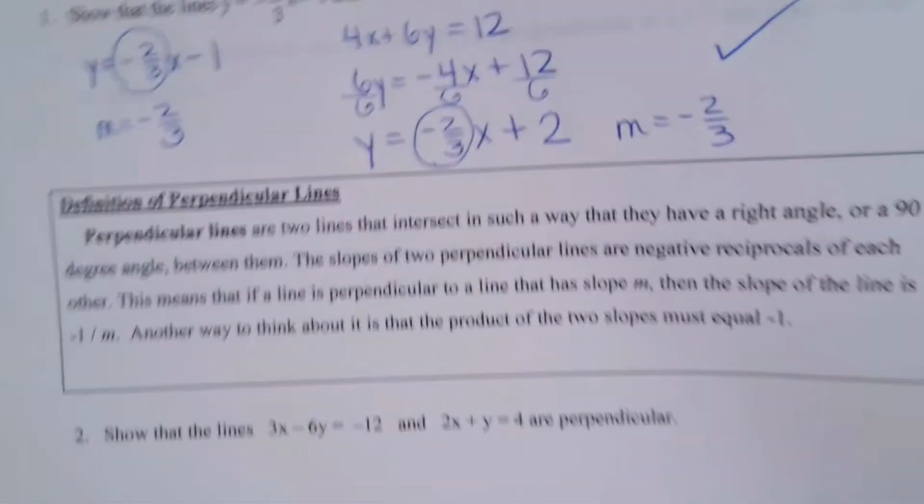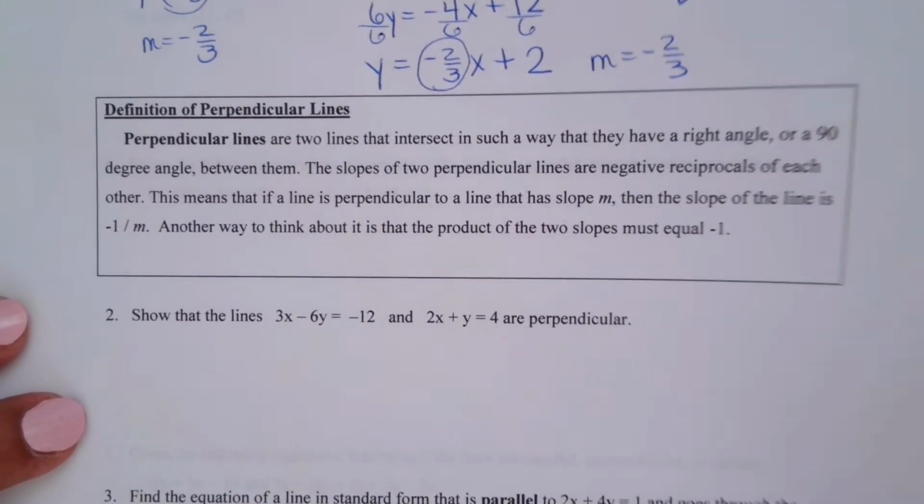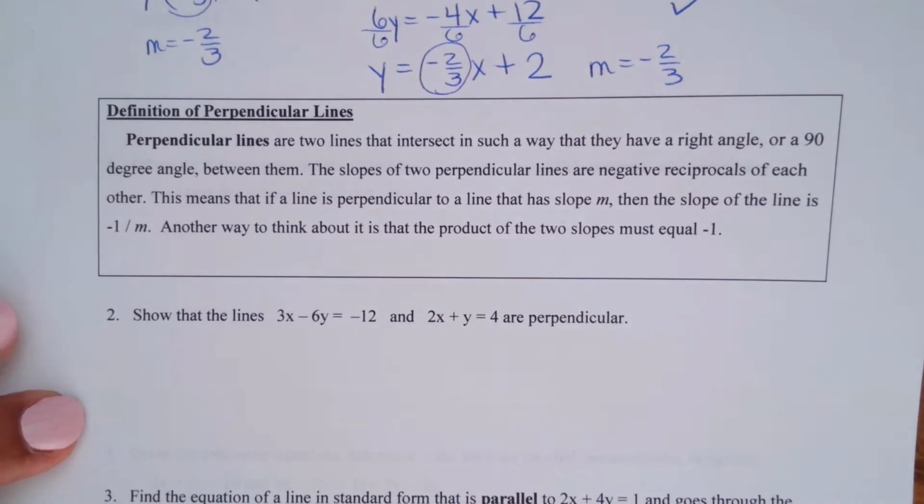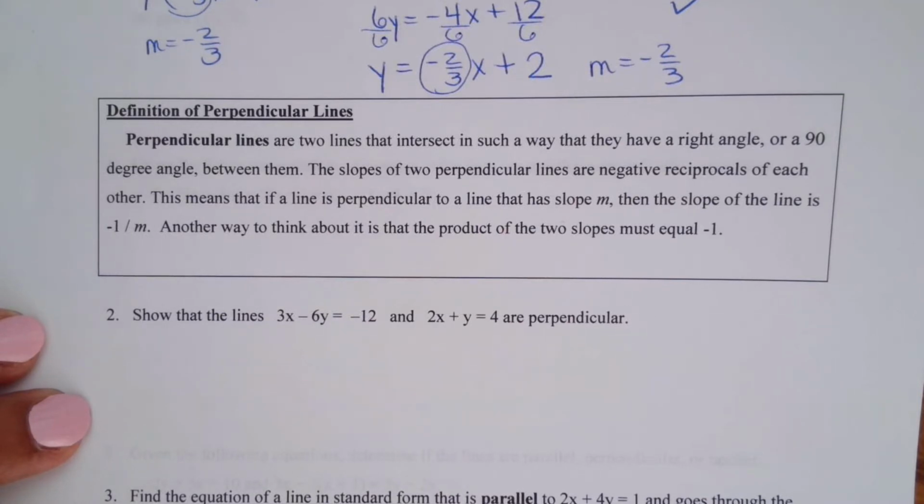Alright. Now let's talk about perpendicular lines. Perpendicular lines, as the box here says, are two lines that intersect in such a way that they have a right angle or a 90-degree angle between them. The slopes of the two perpendicular lines are negative reciprocals of each other. This means that if a line is perpendicular to a line that has a slope of m, then the slope of that line would be negative 1/m. Another way to think about that is that the product of the two slopes must equal negative 1.